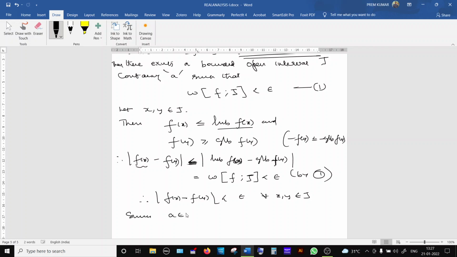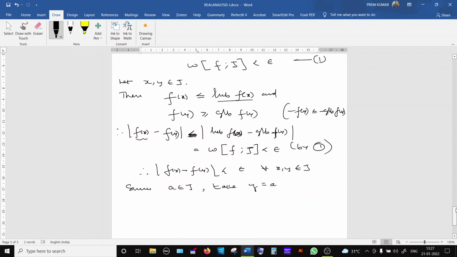Since we have taken A is an element of J, we can take y equals A, because x and y both belong to J. In place of y we are going to take A, because A belongs to J. Then the result becomes: the absolute value of f of x minus f of A is less than epsilon for every x in J, where A is a constant.